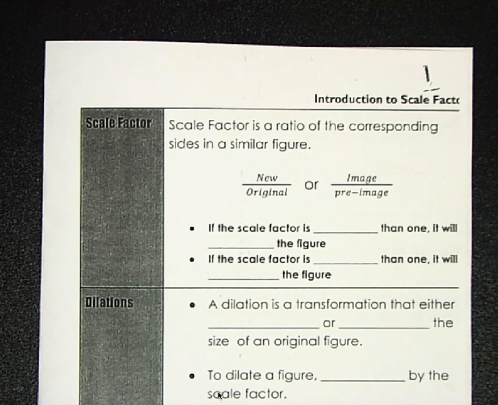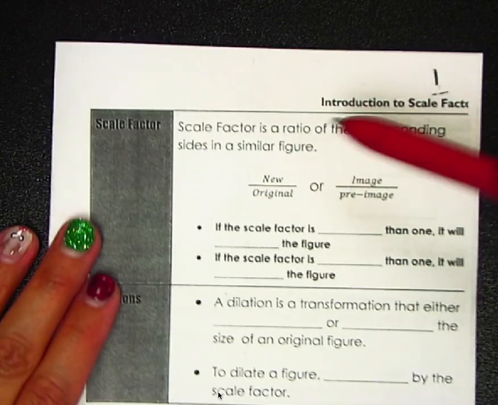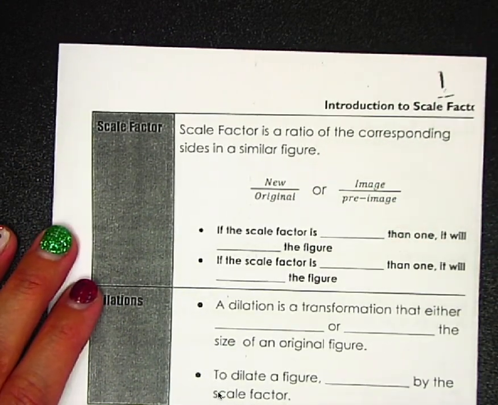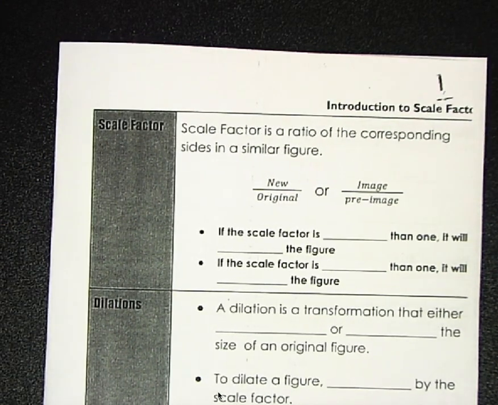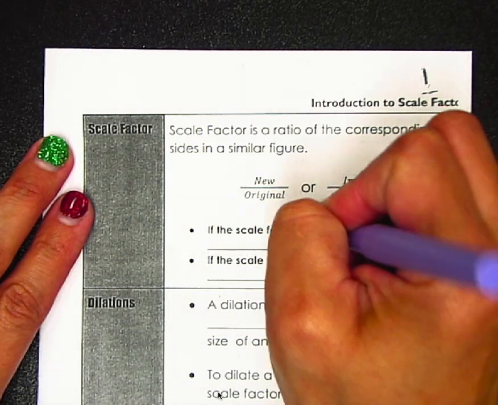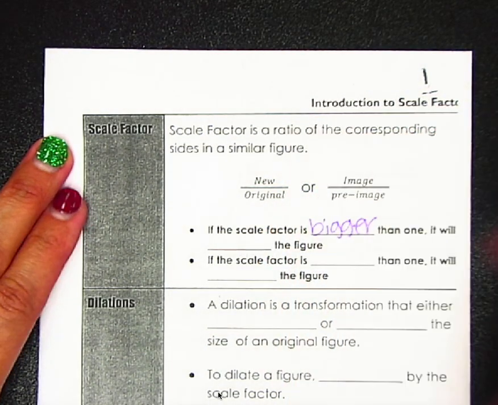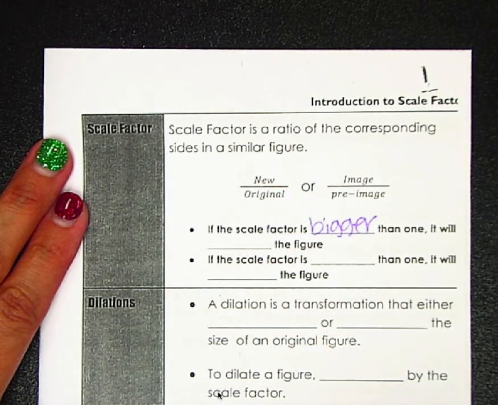Today we're going to talk about scale factor. Scale factor is going to be a ratio, and then I'm going to show you how to do that in just a minute. The first thing you're going to do is fill in the blanks. So if the scale factor is bigger than 1, it will be called an enlargement.